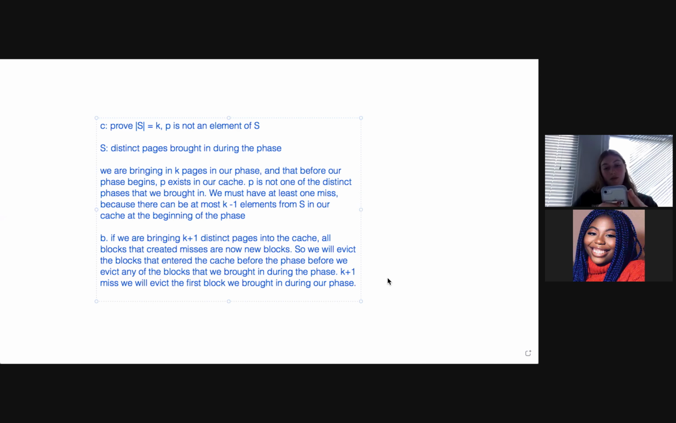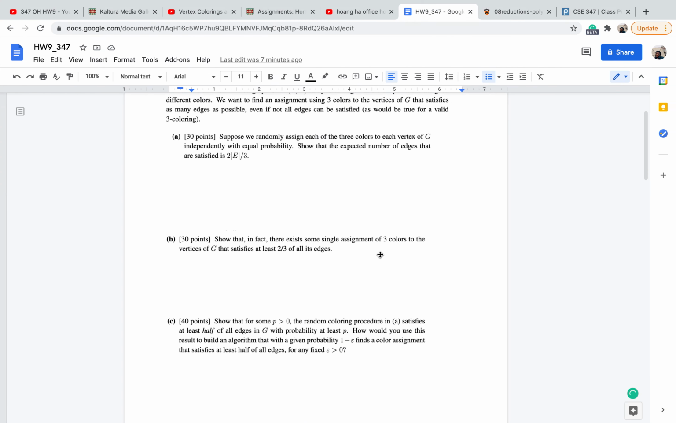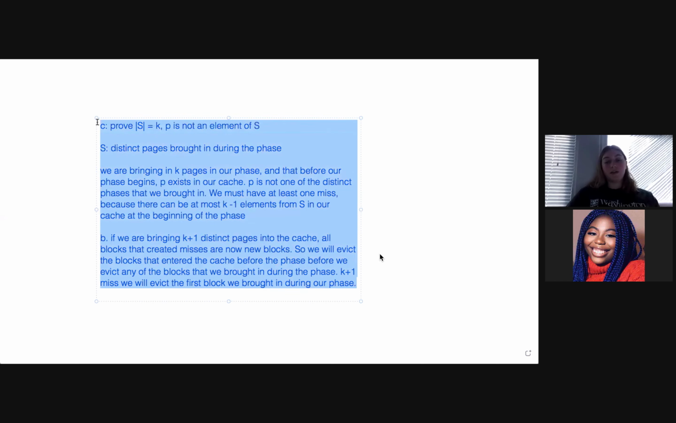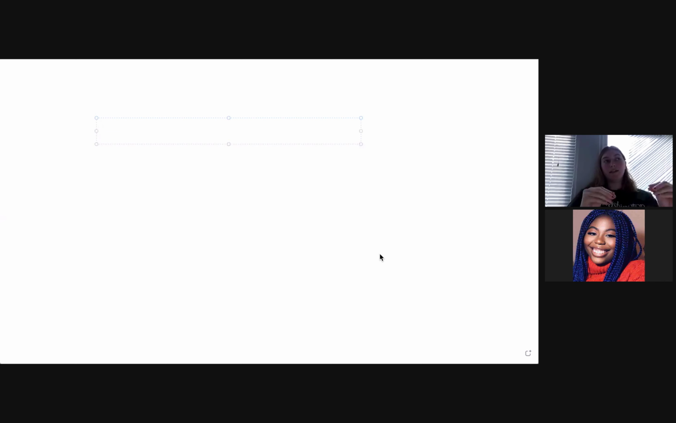...times the number of edges over 3, right? The way we can do that is by using indicator variables. So you can say that our indicator variable is 1 if the edge is satisfied and 0 otherwise. And that's the way that we go from one edge to all the edges. Okay.